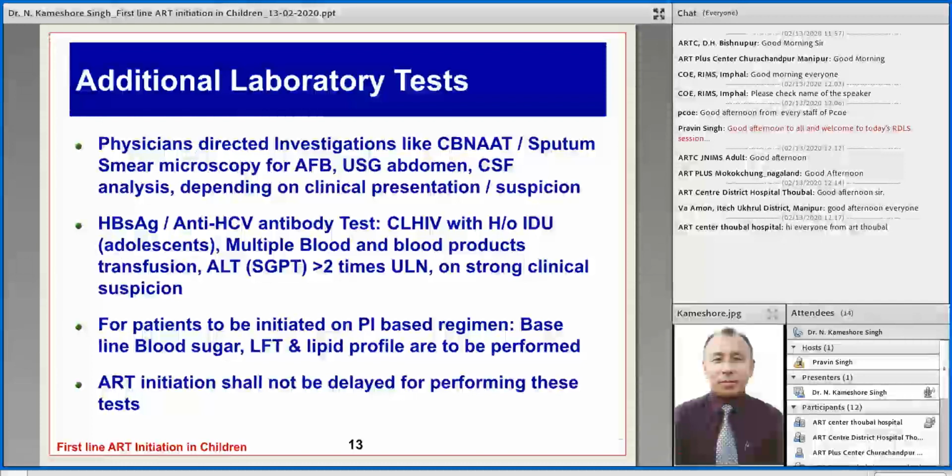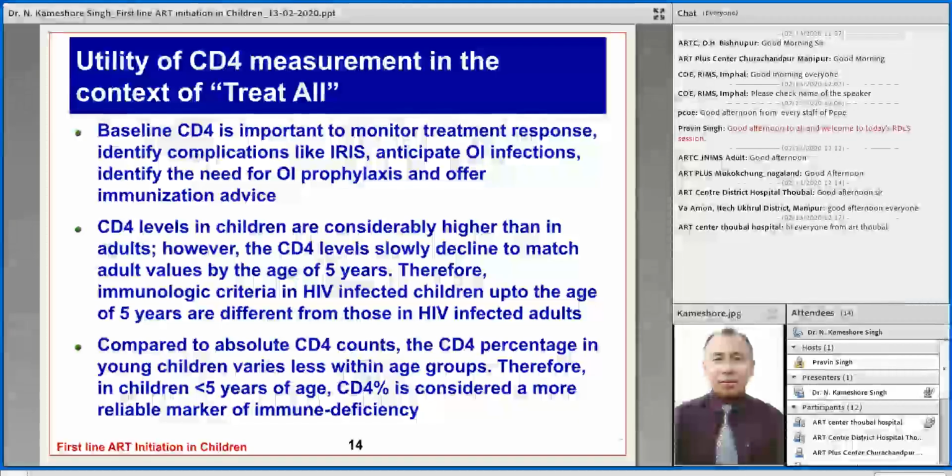And let us see how CD4 measurement is useful in the context of treat all. Baseline CD4 is important to monitor treatment response, identify complications like IRIS, anticipate OI infections related to the level of CD4 count, identify the need for OI prophylaxis, for example CPT, and other immunization advice.